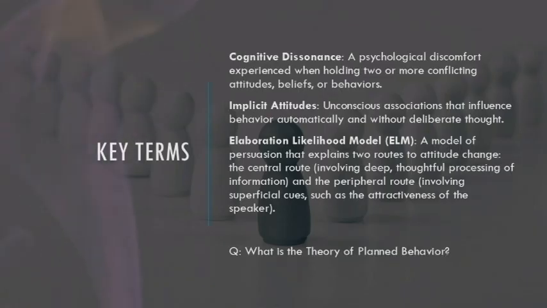And then finally, what statement would be true for the theory of planned behavior? Well, I would say that it really emphasizes the importance of subjective norms and perceived behavioral control in predicting behavior, and that would be an important part of that.